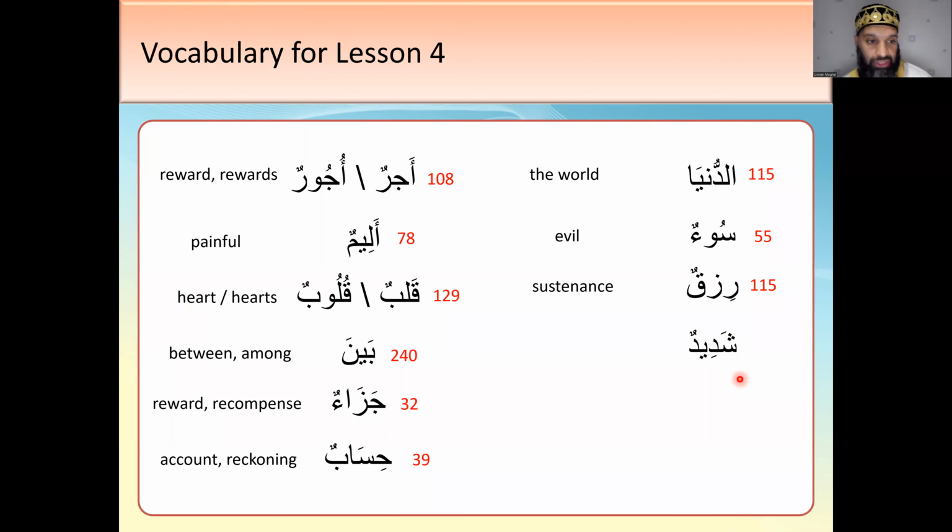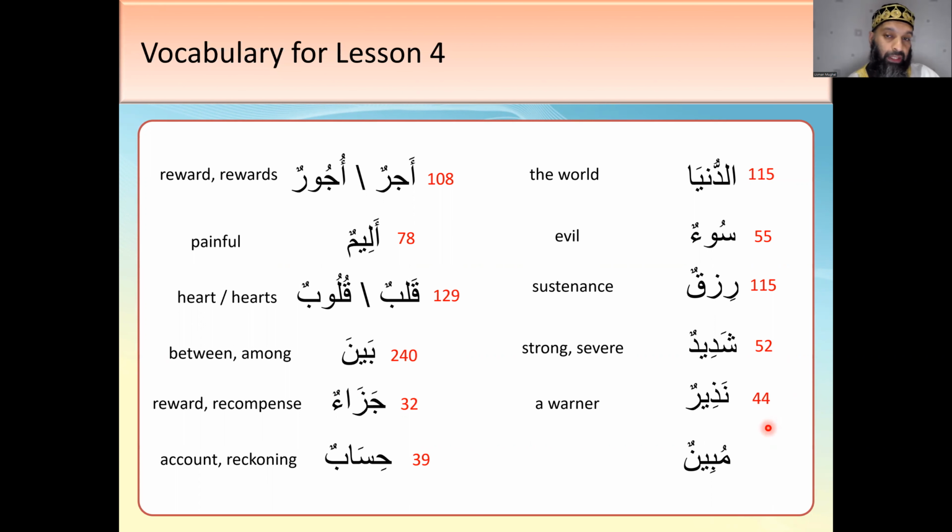Shadid. It sounds like that as well. Shadda. What do you do on the shadda? You do it twice, you do it stronger. Shadid, strong, severe. Nadhirun. Good. Warner. And mubinun is the next one? Yes. Mubinun. Clear.